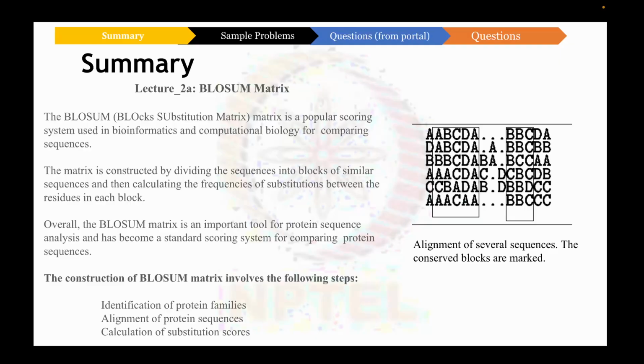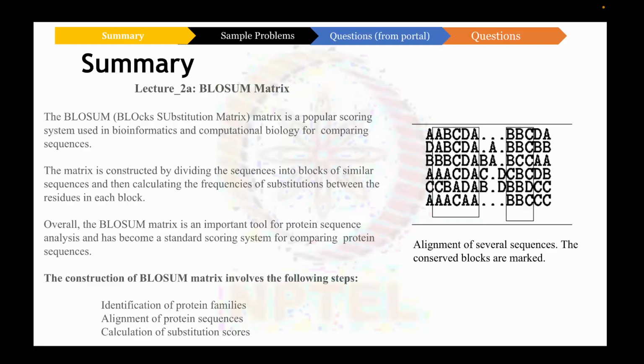Then we calculate the frequency of each amino acid substitution in each block. This gives a matrix of observed frequencies of amino acid substitutions. Then, like we did in PAM, we normalize the frequencies by the overall frequency of each amino acid in the protein family. So this gives a matrix of expected frequencies of amino acid substitutions.